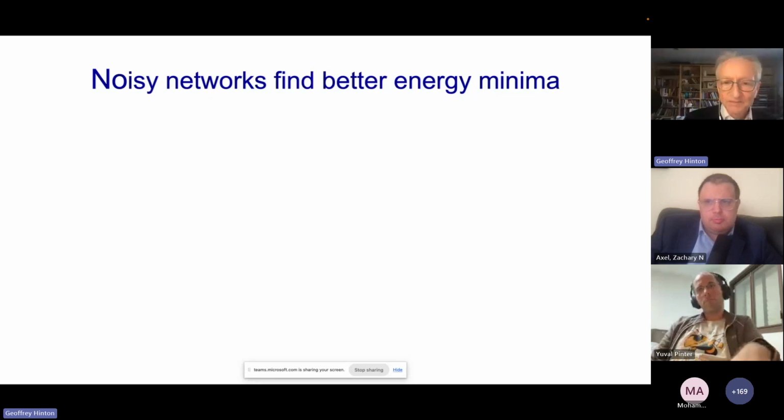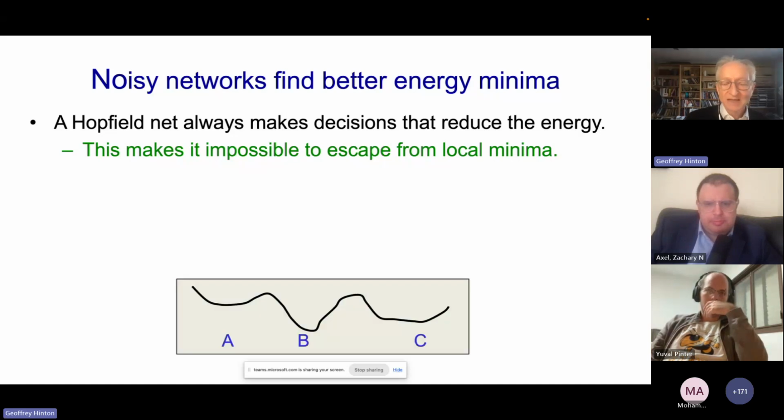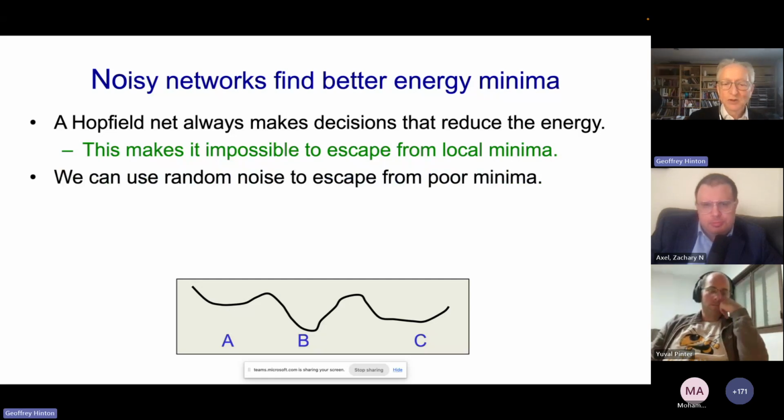If you want to avoid local minima, it actually pays to have some noise in your decision rule. In a Hopfield net, we use the binary threshold decision rule, and that will always flip a unit into whatever state reduces energy. And that makes it impossible to escape from local minima. So if you're in local minimum A, you can't get to B because there's no noise in the system. But if you add some random noise, you might jitter out of A and end up in B, and you're more likely to go from A to B than you are to go from B to A. So noise is going to help your chances, because the energy barrier is higher from B to get to A than vice versa.